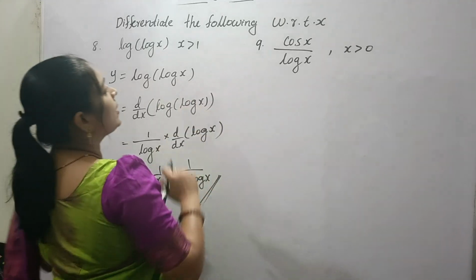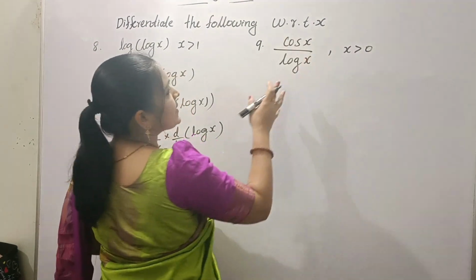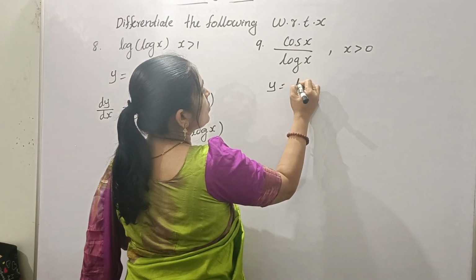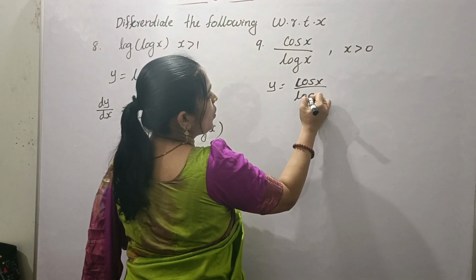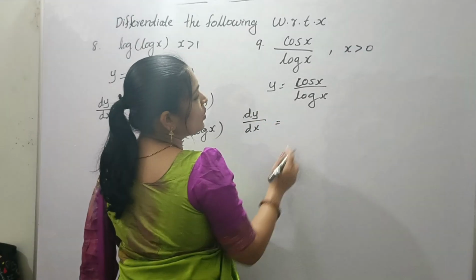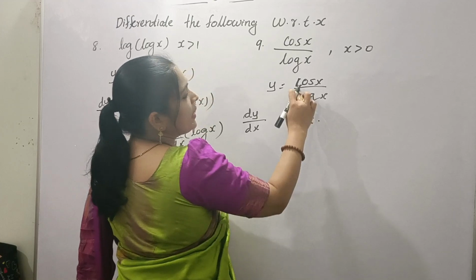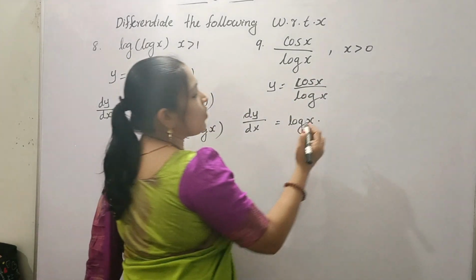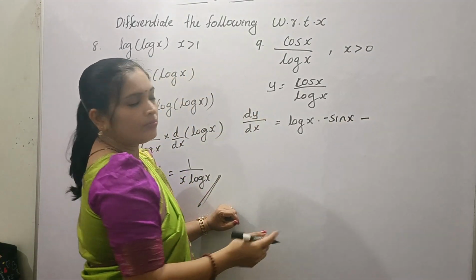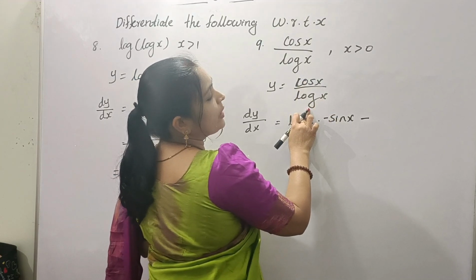Okay, next let's do this one, ninth one. cos x divided by log x. Here it is of the form u by v. Apply quotient rule. So y is equal to cos x divided by log x. So dy by dx is equal to first denominator, log x, into derivative of cos x. Derivative of cos x is minus sin x, minus numerator into derivative of denominator, right?